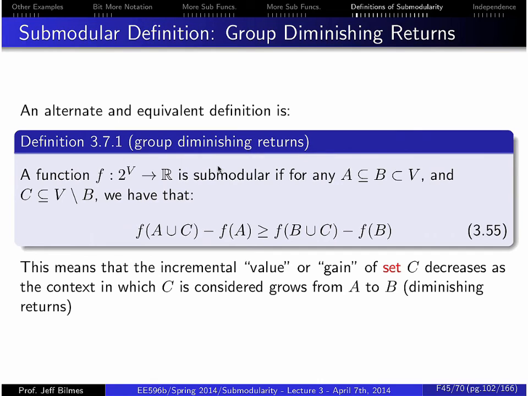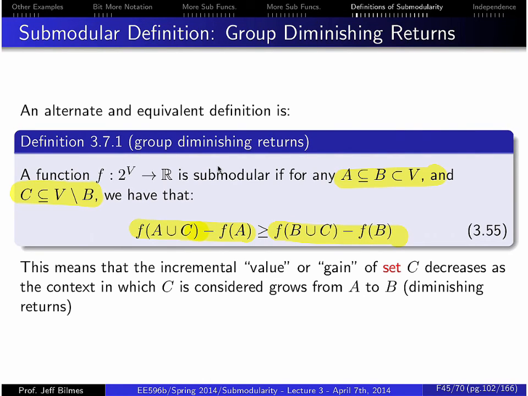So it turns out that there are lots of different definitions of submodular. One of them, which let's call group diminishing returns, is the following. It's kind of like diminishing returns, but now it's saying, well, for any group. So we have A, which is a subset of B, and we have this group C. And we're saying that adding C in the context of A, which is a subset, is going to be bigger than adding C in the context of B, which is a superset.